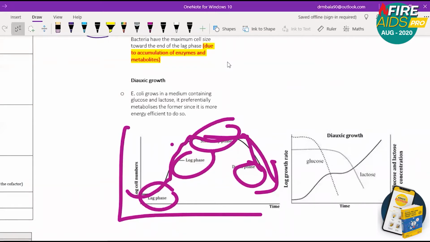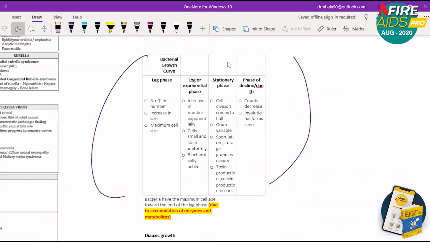What is essential from this for your MCQ is the lag phase, the beginning of the growth. Increase in size, maximum cell size happens in lag phase. Log phase means biochemically active. This one point I want you to remember. Biochemically active, and exponential growth happens in log phase. So log phase is also called the exponential phase. Stationary, we know it is stationary, so cell division halts. Phase of decline means there is a decrease in counts.